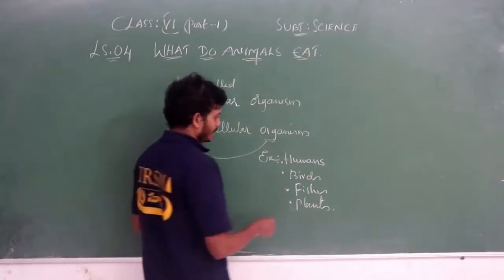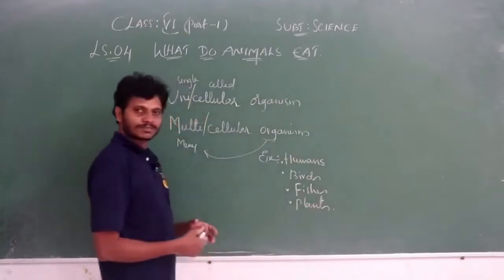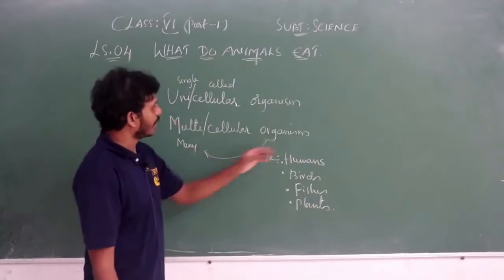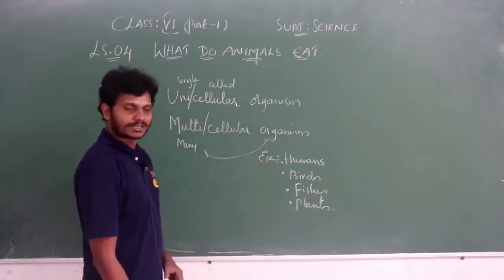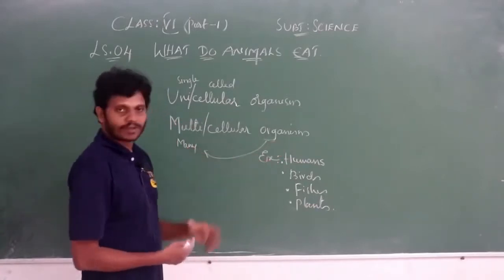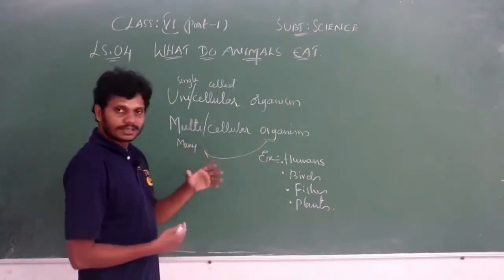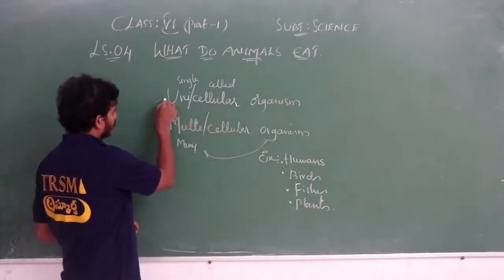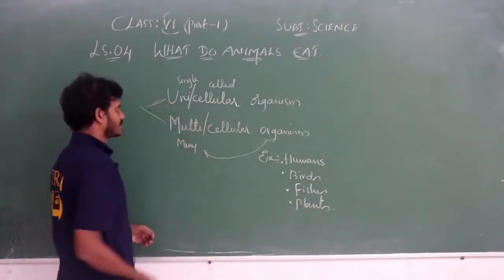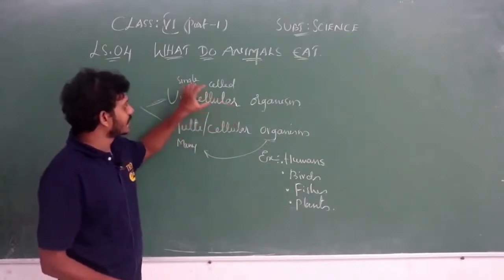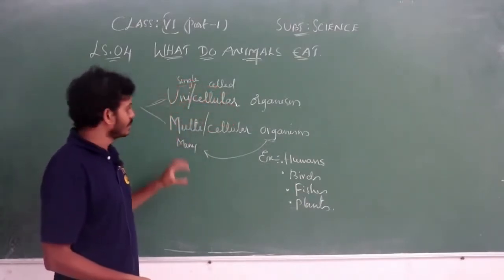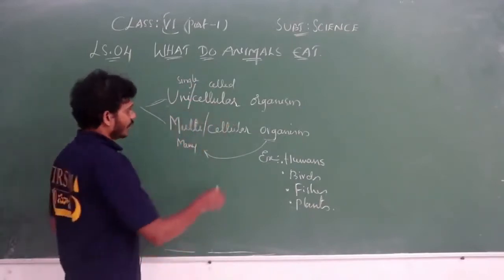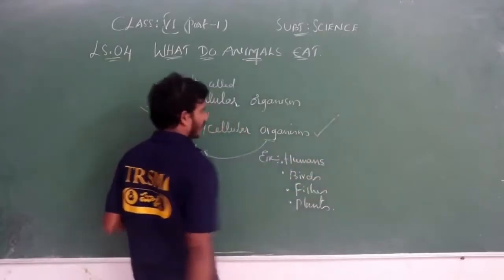We know what animals are, and there are different types of animals. Today we will be discussing multicellular organisms, their eating habits, different types of multicellular organisms and their different ways of eating. Did you understand? Organisms are of two types: an organism with only one cell is unicellular, and an organism with many cells is multicellular. We are going to discuss multicellular organisms.